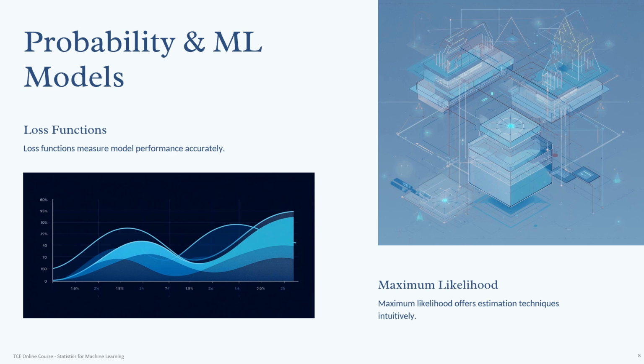From probability to machine learning models. Now let us connect probability directly to machine learning models. Many models are trained using probability principles. For example, maximum likelihood estimation, minimizing negative log likelihood. Logistic regression outputs probability values. Neural network models also capture uncertainty in prediction. Even loss functions are based on probability assumptions. So machine learning is not separate from statistics. It is actually built on a statistical foundation.